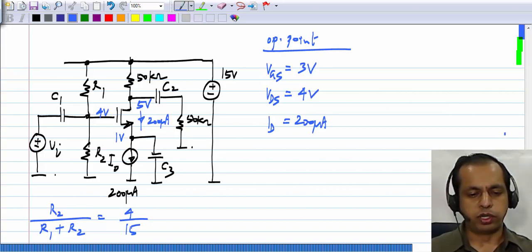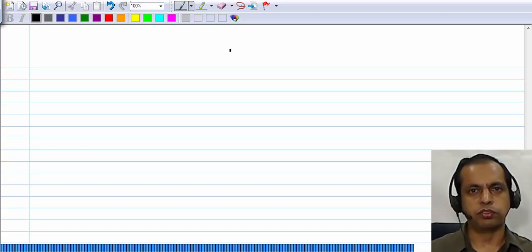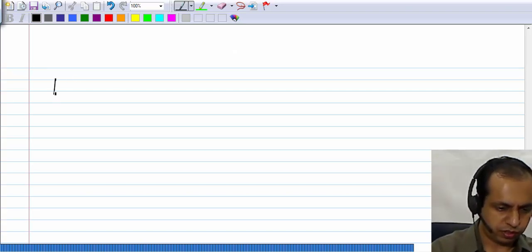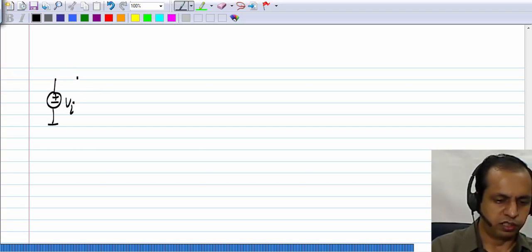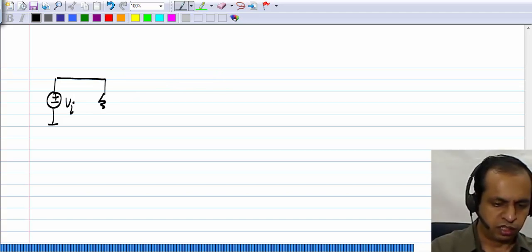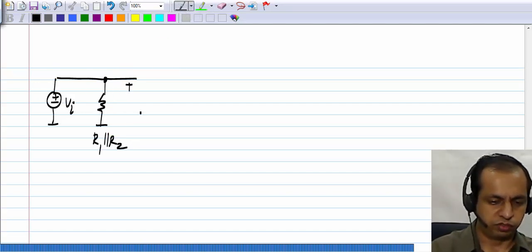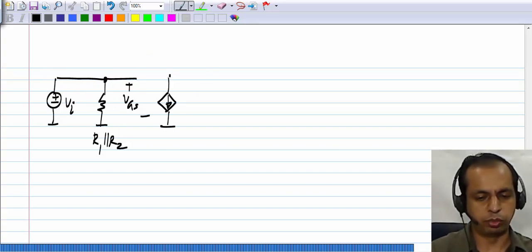Now what about the incremental quantities? We can write down the incremental picture and evaluate. Like we discussed at the very beginning of the course, the usefulness of the incremental picture is to calculate only the increments and then we add them to the operating point to get the total. Vi is here. I'll assume that all capacitors are large enough to behave like short circuits, and we have R1 parallel R2. Since the input source has no internal resistance, this plays no role at all. And we have the transistor VGS with the source shorted to ground in the incremental picture.